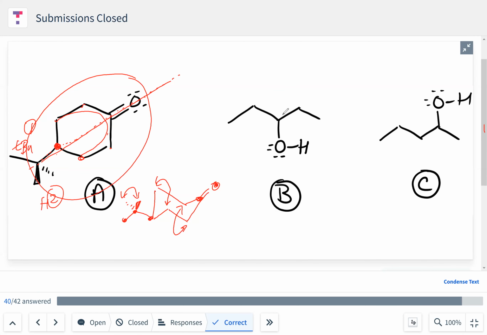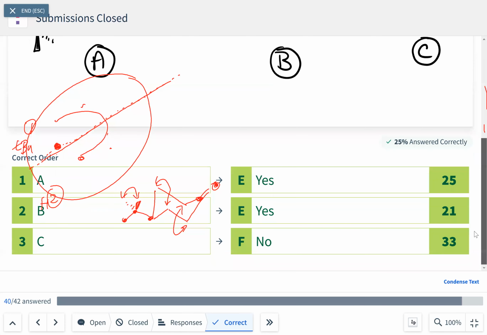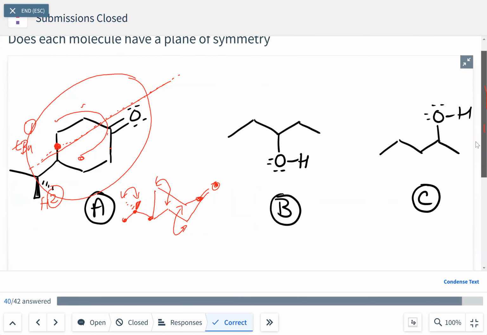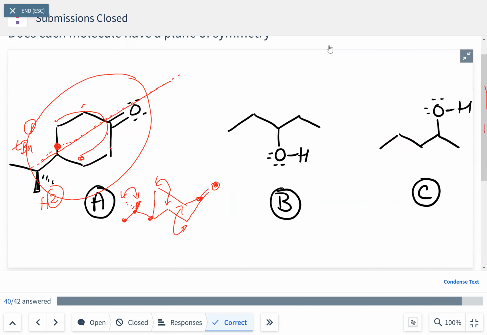B had the lowest response rate. Let's turn that little thing off here. So B, only 21 people answered yes to B. So B was the one which was probably the hardest to see. So let's draw this one. Hopefully I can draw it in a way which we'll see.